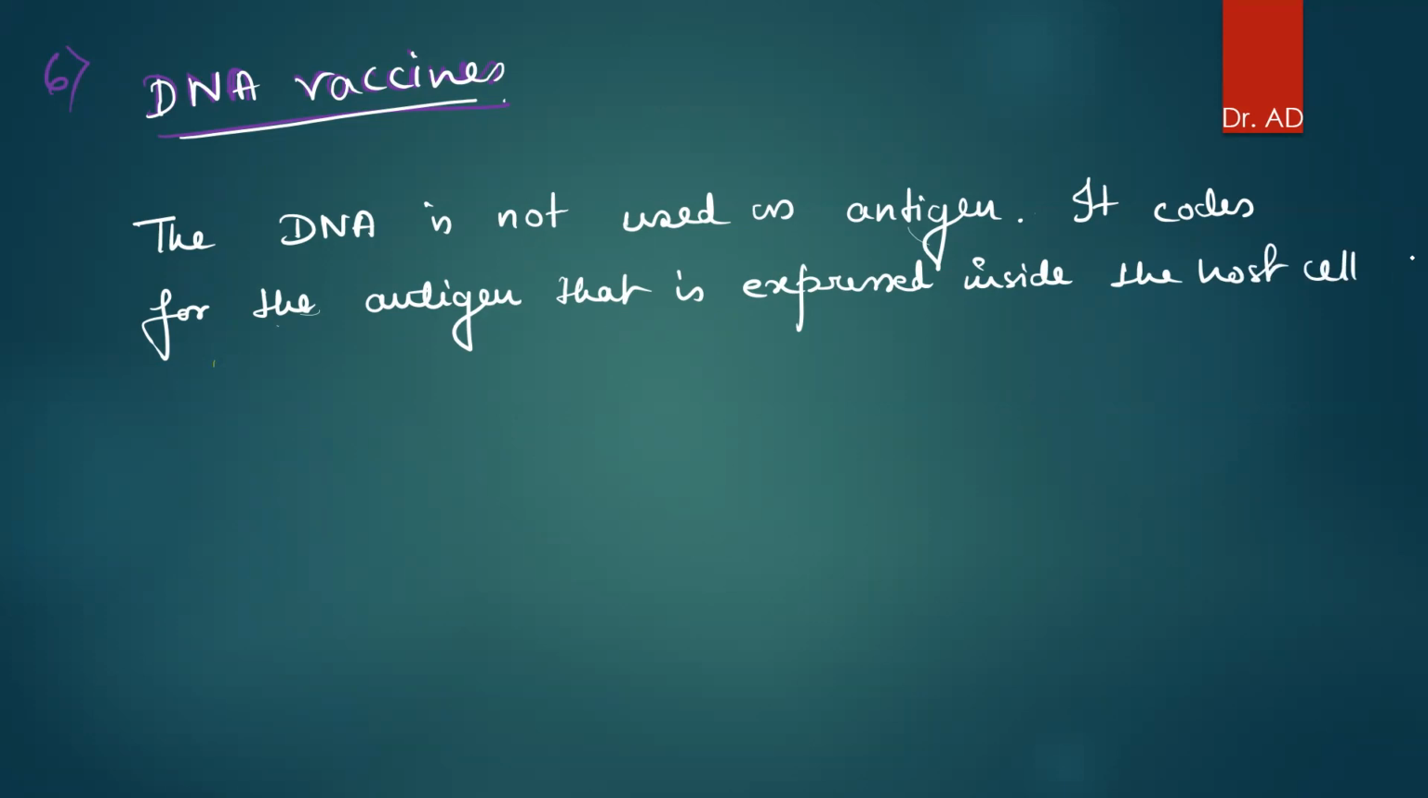Actually, the term DNA vaccine is a misnomer. It wrongly implies that DNA is used as an antigen, but actually it is not the case. So here, the gene of interest is taken from the pathogen genome and introduced in the host through a recombinant vector. A recombinant vector is used here for insertion.